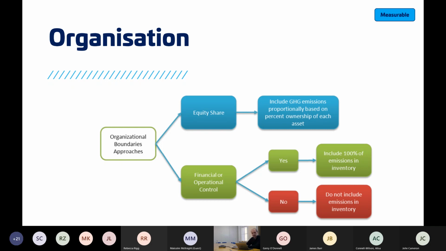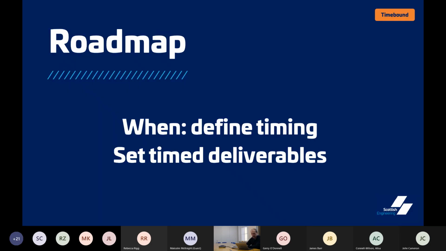And most of the organizations on the call today and in the memberships are going to be looking at the green one, where they control 100% of the organization they operate in. And by default, then they own 100% of the emissions. So that's the way organizational boundaries are set, regardless of the methodology used.